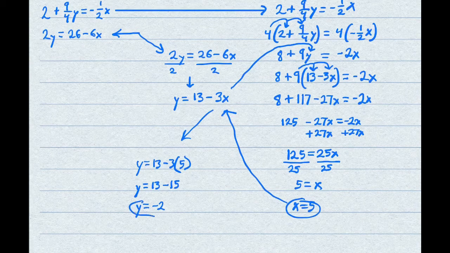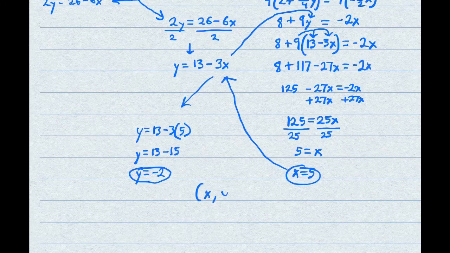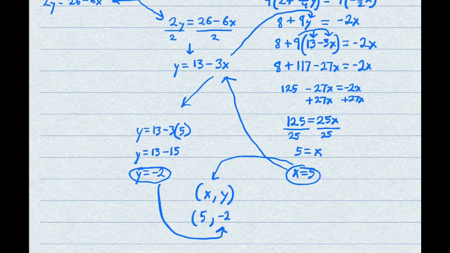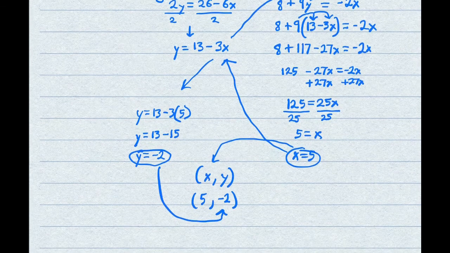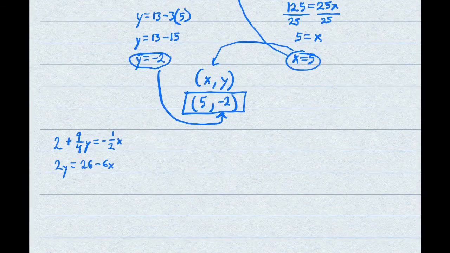So now we have both x and y. In an ordered pair, you have your x term on the left and your y term on the right. We have our x, which is 5, and we have our y, which is negative 2. This is the answer, but you can do one more thing. When you have a system of equations, you can plug in your answer into the original equations to make sure you have the right answer.